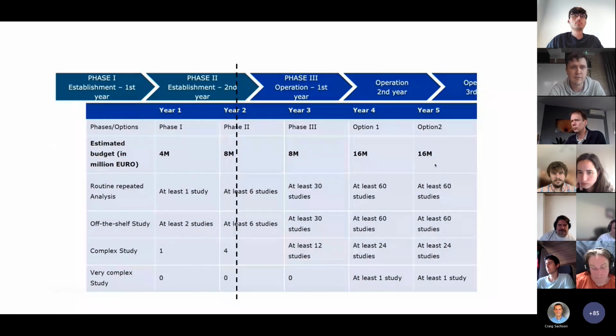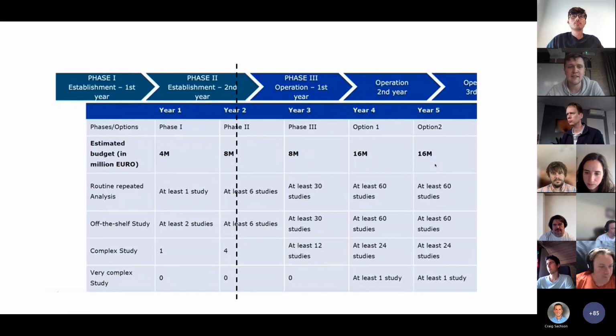So this is where we are. The dotted line is where we are at the moment. So we're currently in year 2 of the project. In the first year, there were 4 studies commissioned, and this year there will be 16. And then in the next years, it's really ramping up. And in year 4, we can see 60 routine repeated, 60 off the shelf, 24 complex, and at least 1 very complex.